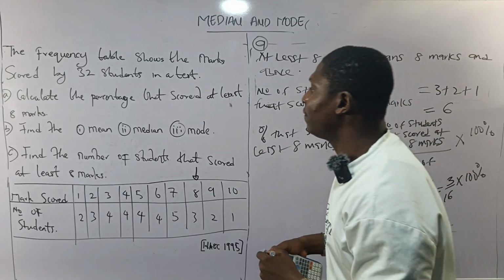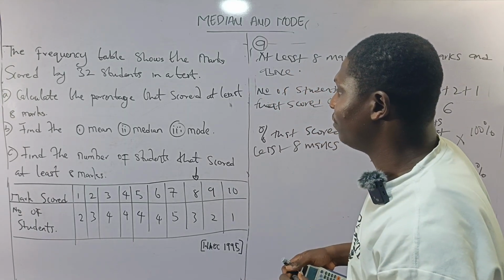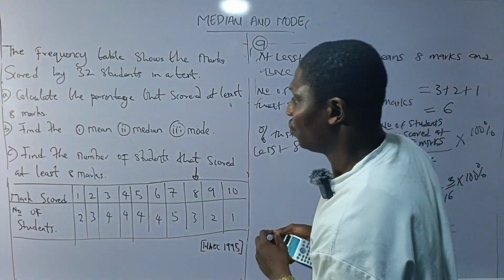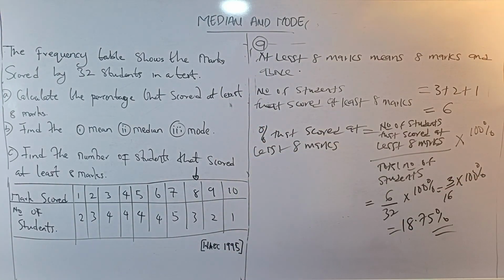So B says, find the mean, the median, and the mode. So we are looking for MMM, remember?